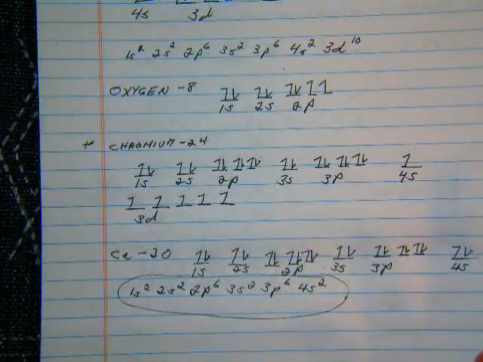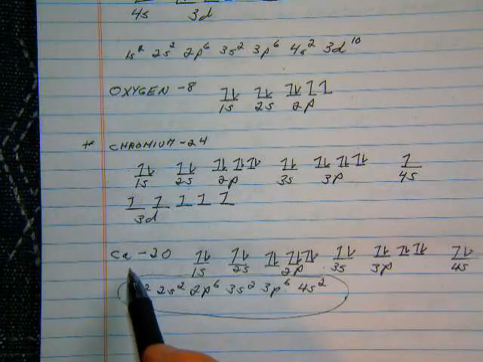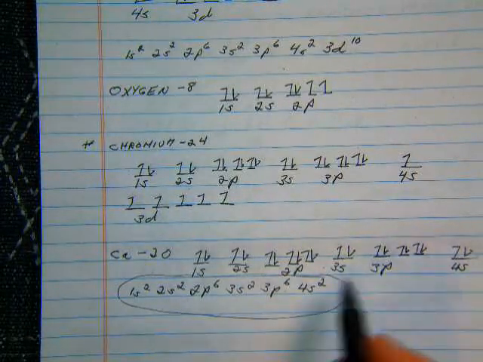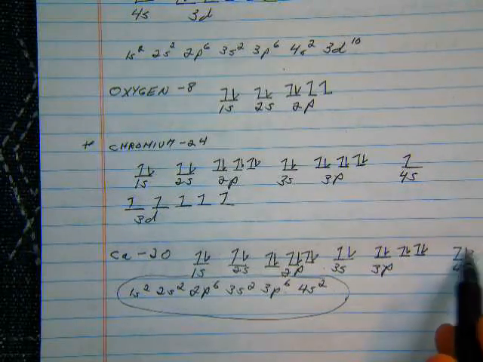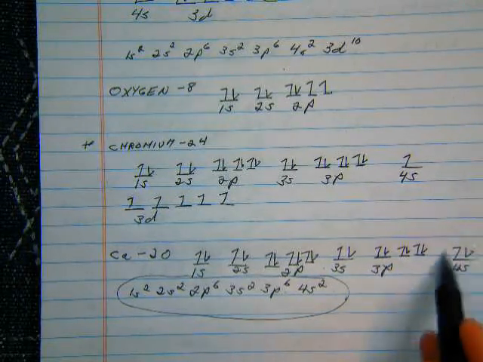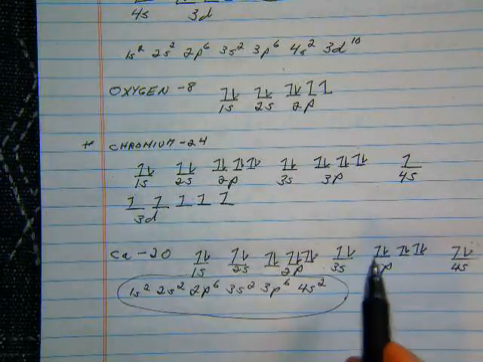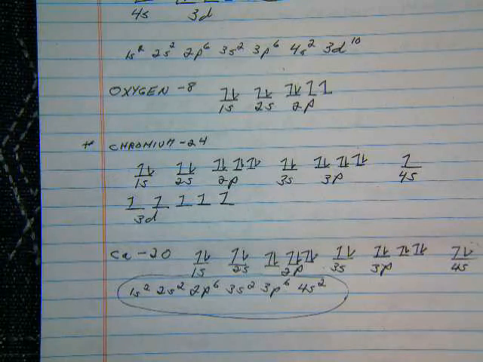Now, if you happen to run into a charge, let's say it was calcium plus 2, then it would lose these 2 electrons here. If we had calcium plus 2, these 2 would be gone. Likewise, if you have an anion, it gains an electron. So if you happen to see that.